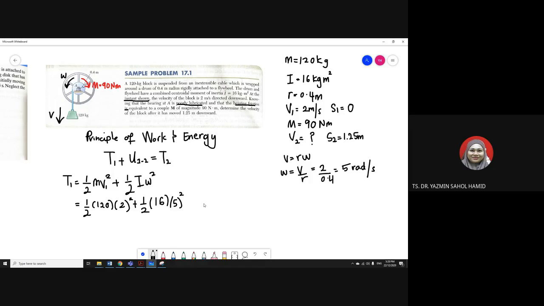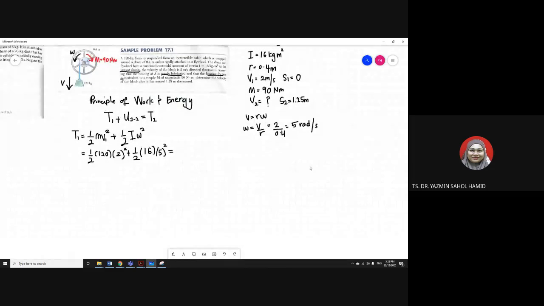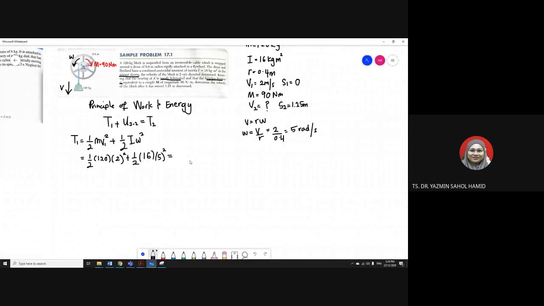So can you please calculate for me what answer you get for the kinetic energy? The answer should be in joule. What do you get? 440. Okay, so you get 440 joule.